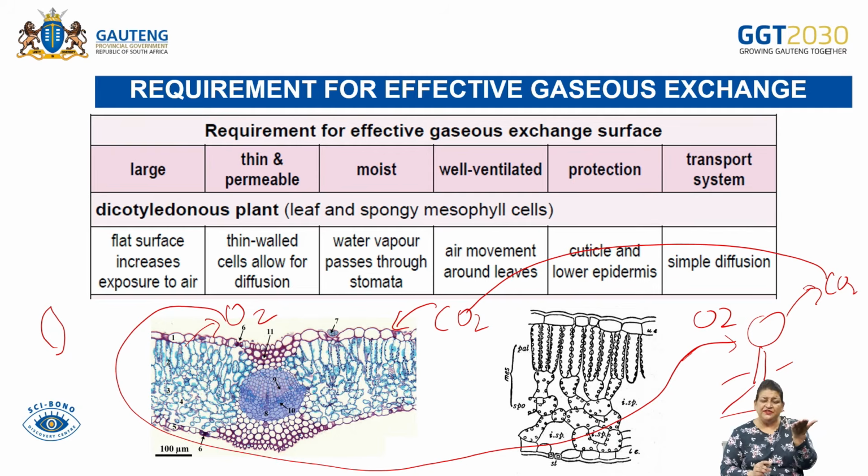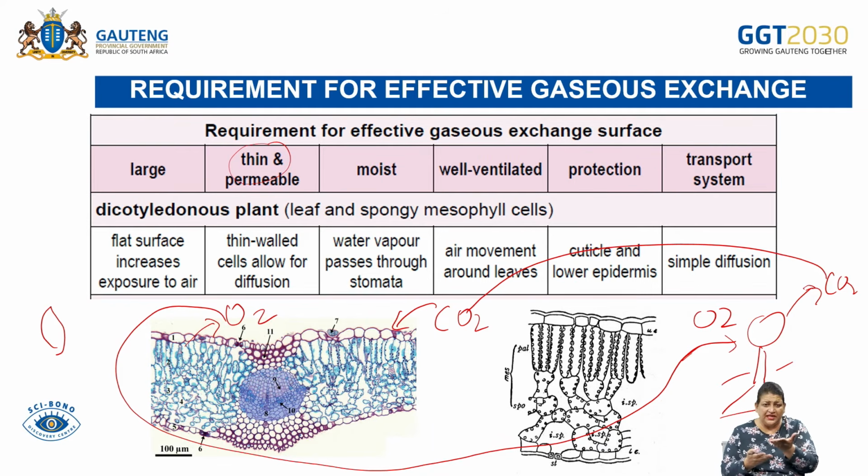Also, a leaf is very thin, it's not thick like a mat. A leaf is thin, so that oxygen can leave very quickly and CO2 can diffuse through very quickly. So thin walls. And then you have moist. You find that leaves always have a cuticle to trap the moisture, to ensure that leaves are always moist so that they don't lose too much water.